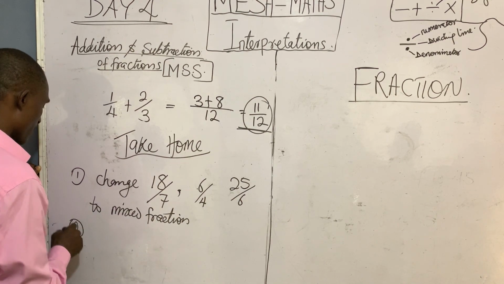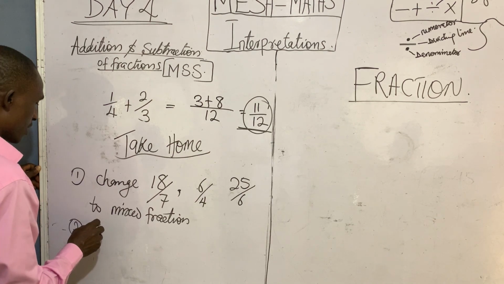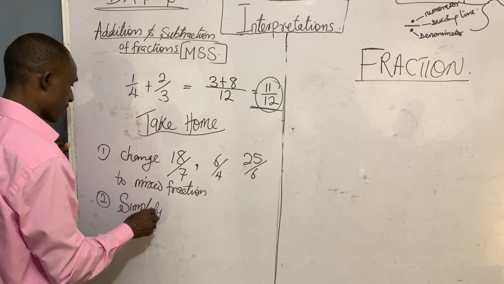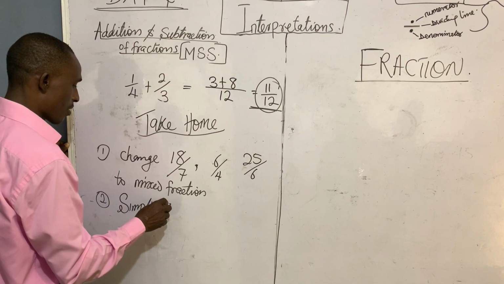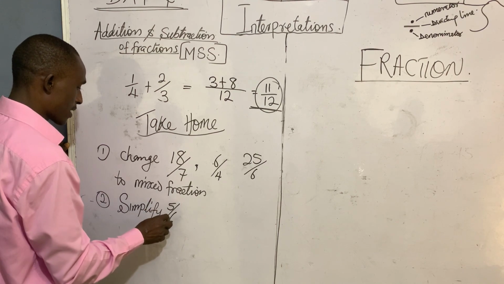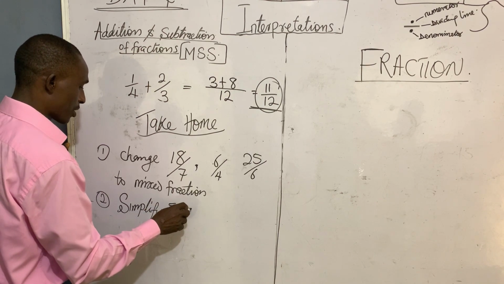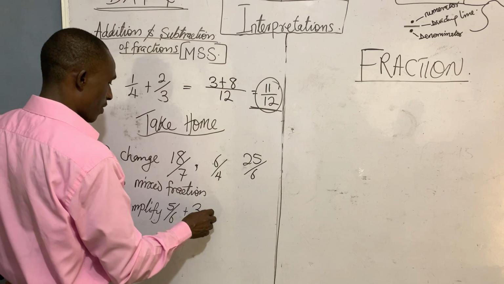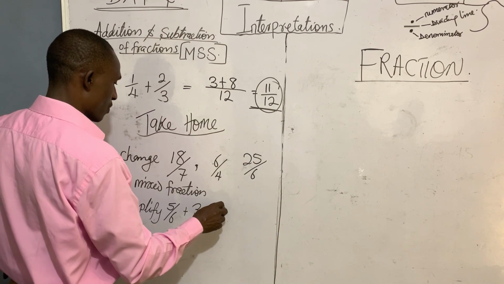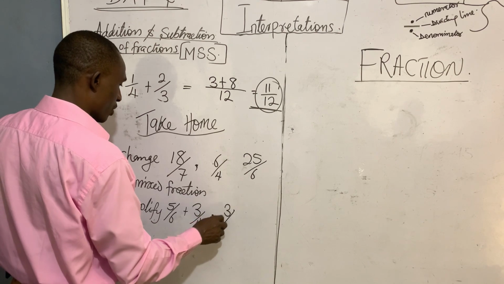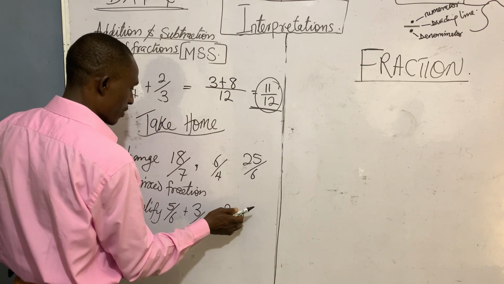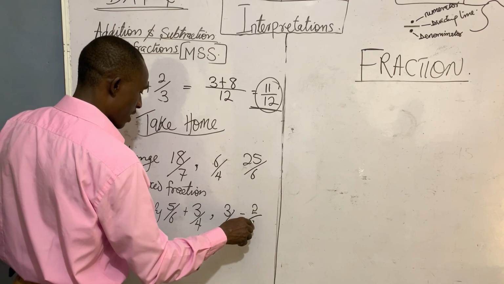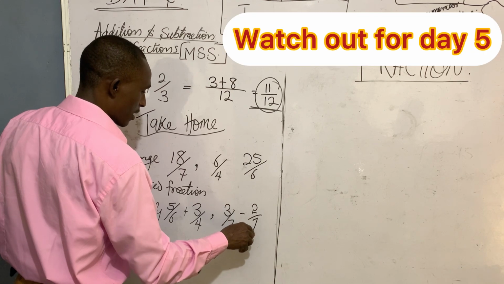Number 2, simplify. That's the language you always use. 5 over 6 plus 3 over 4. 3 over 7 minus 2 over 7.